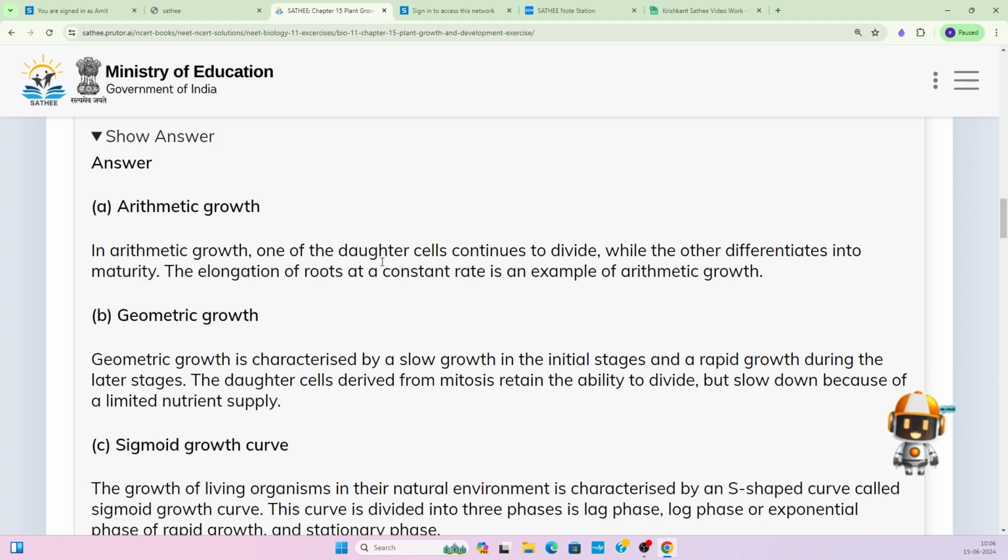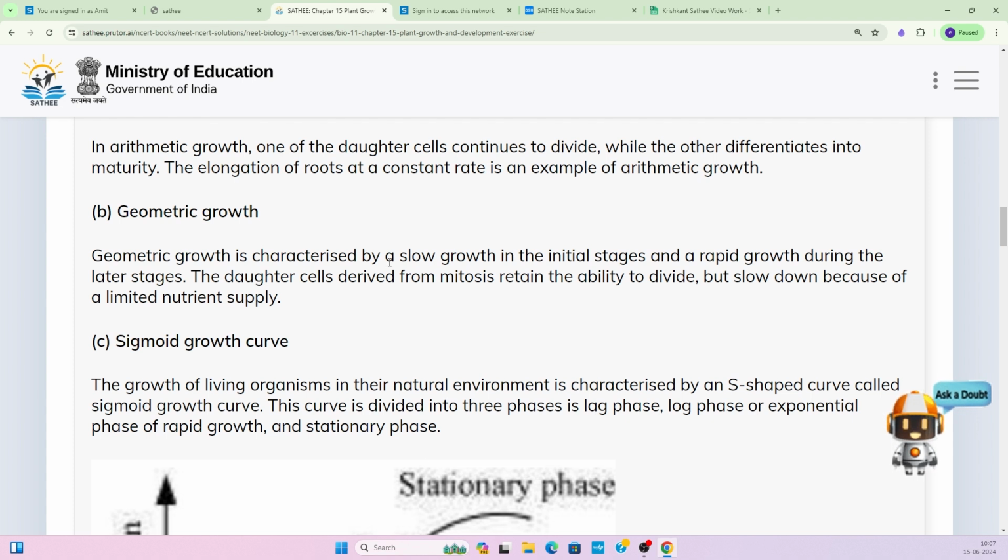So some of the new cells that are formed after the division, in arithmetic growth, they divide and redivide, but the other cells become mature. The elongation of the root at a constant rate is an example of the arithmetic growth. Okay, this is one of the examples showing the arithmetic growth, that is the elongation of the roots.